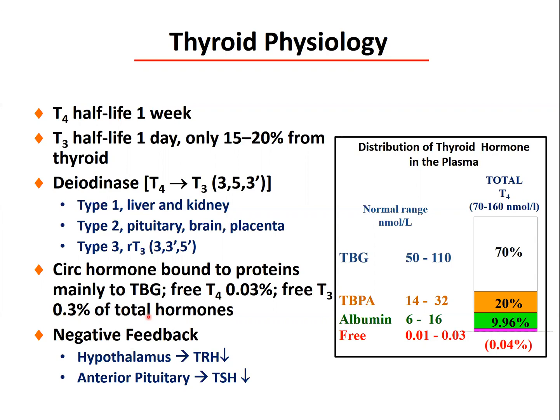The negative feedback, as I mentioned, in the hypothalamus regulates the TRH, the thyrotropin releasing hormone level, and in the anterior pituitary, the adenohypophysis, the TSH is regulated mostly by the T4 level.